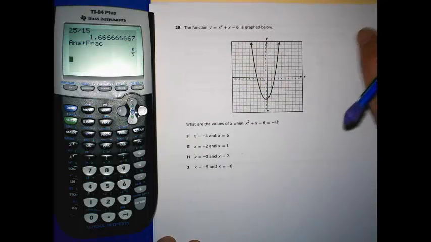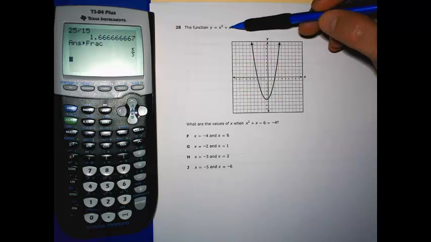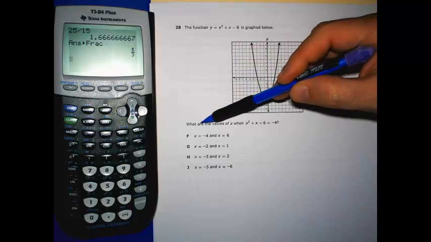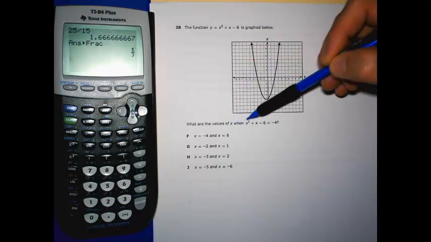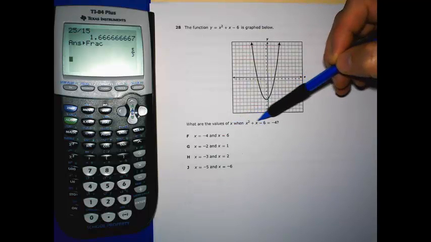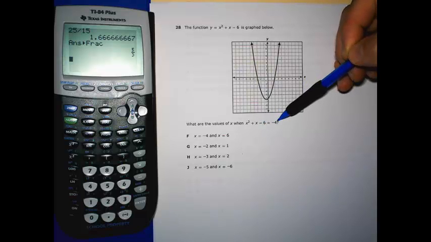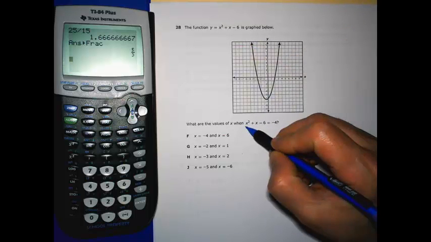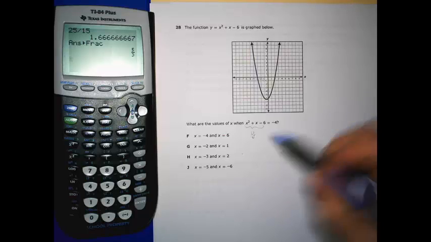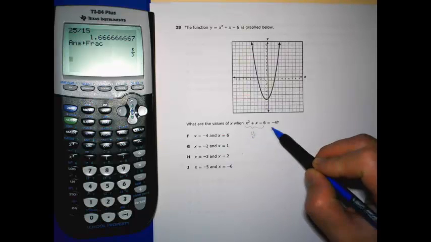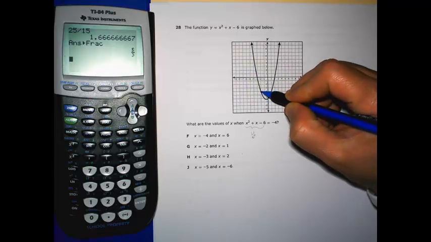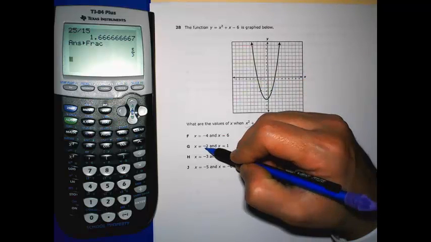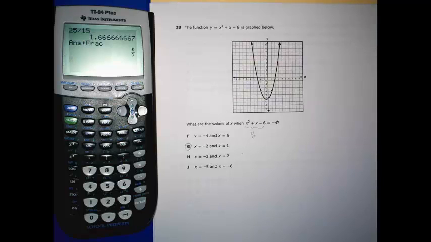Problem 28 says, the function y equals x squared plus x minus 6 is graphed below. So here's our graph. What are the values of x when x squared plus x minus 6 equals negative 4? Okay, because I have a graph, the question is asking, when will y equal negative 4? If you notice negative 4 here, we have two values right there, which would be 1 and negative 2. So then the answer would be letter G.